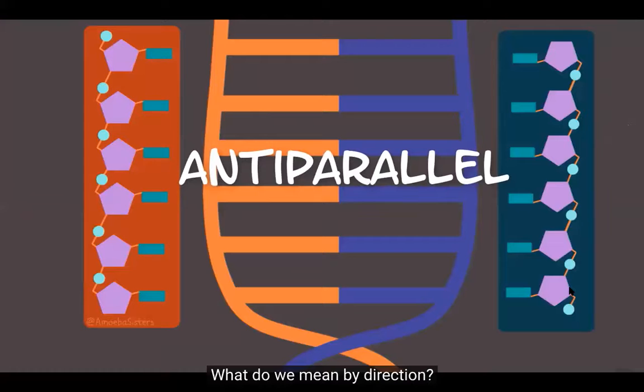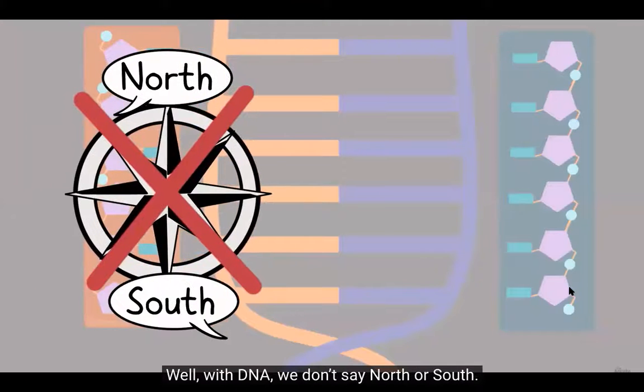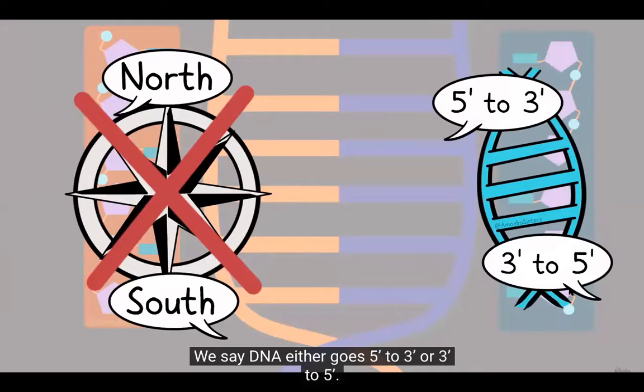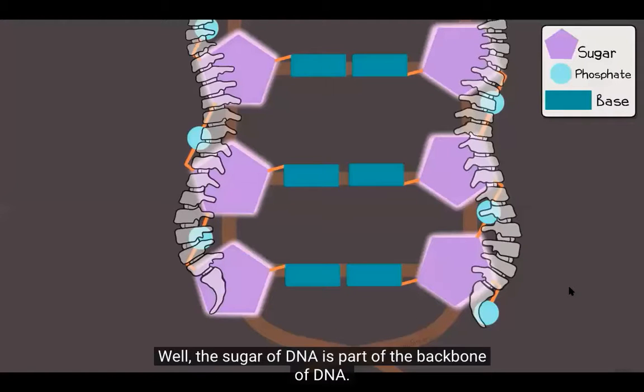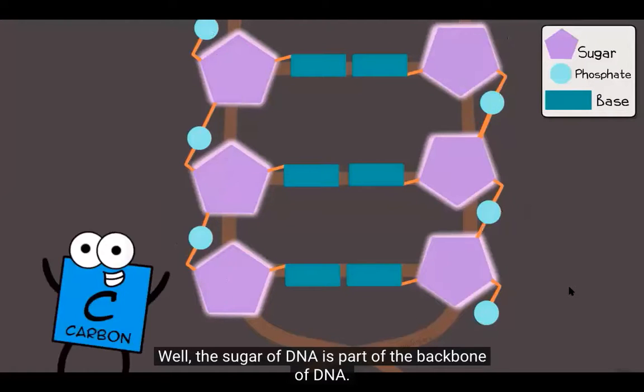What do we mean by direction? Well, with DNA, we don't say north or south. We say DNA either goes 5 prime to 3 prime, or 3 prime to 5 prime. What in the world does that mean? Well, the sugar of DNA is part of the backbone of DNA. It has carbons.